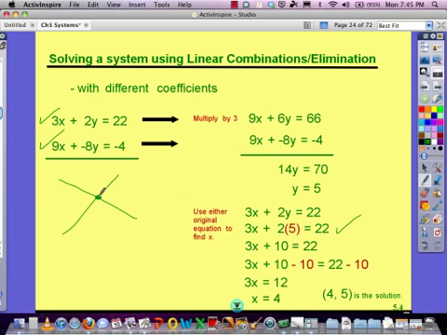Pretty slick. If you don't have variables that eliminate by adding or subtracting simply, you can always use this multiply trick. And I would multiply to get whole numbers. I wouldn't multiply to get fractions. That makes it easier. It's not impossible to use fractions, but whole numbers, your comfort zone, stick with those.